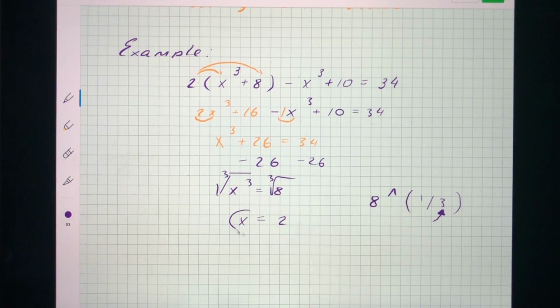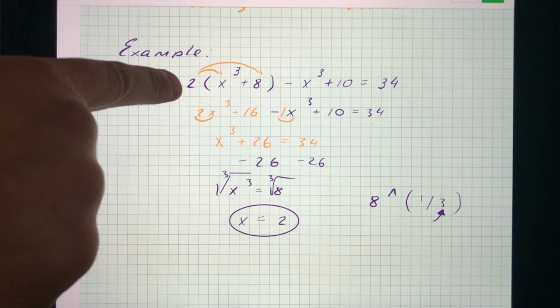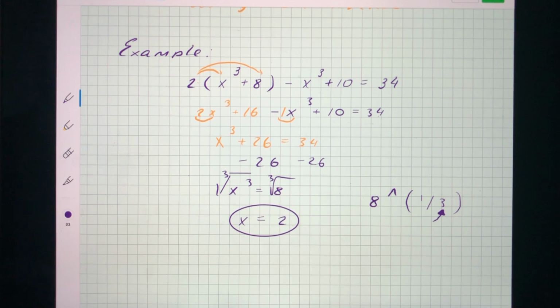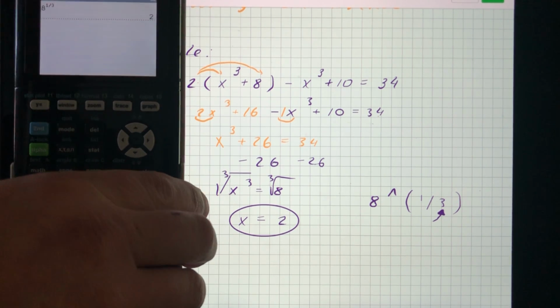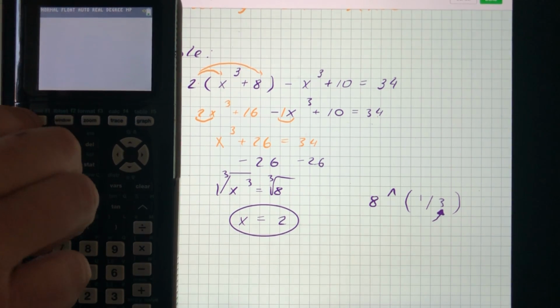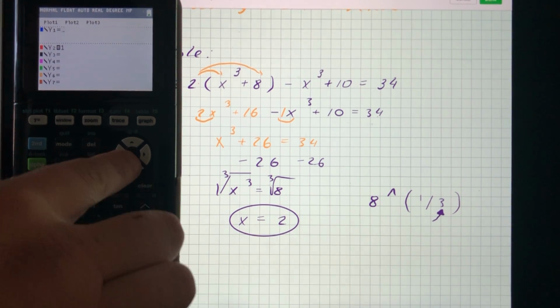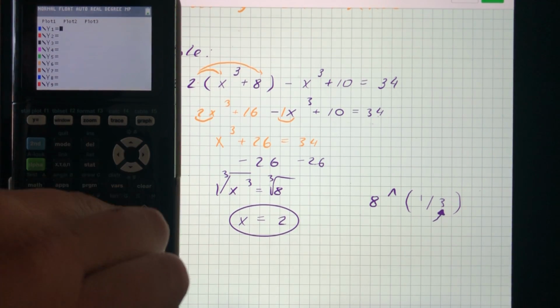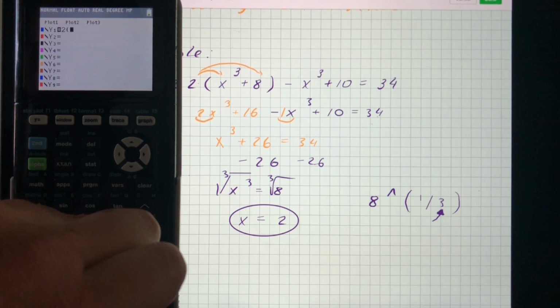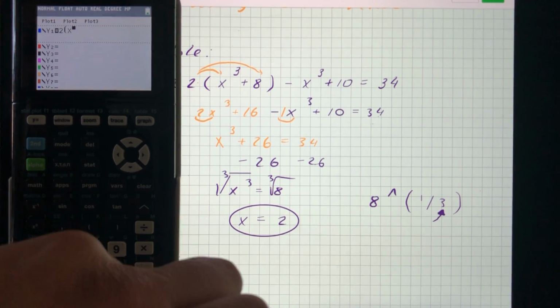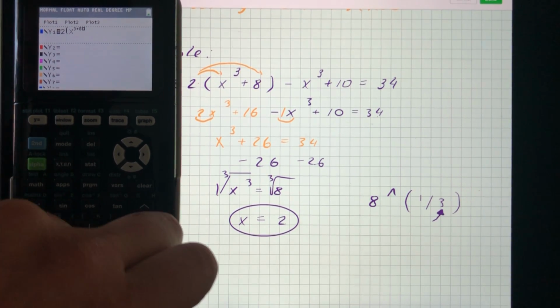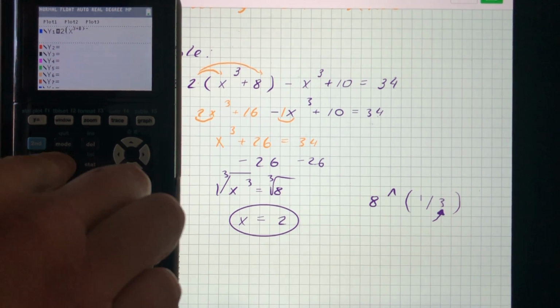This is the final solution. Now let's use the calculator to make a sketch of this and see if that actually makes sense visually. So we begin with our original equation. Type in here, clear all the screens.